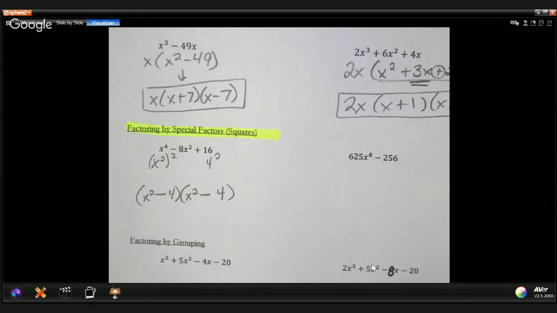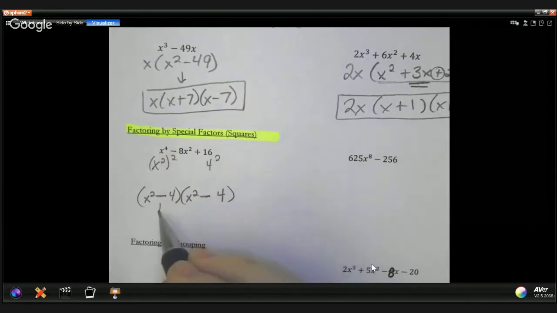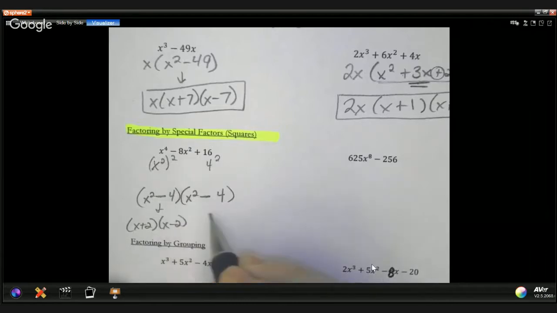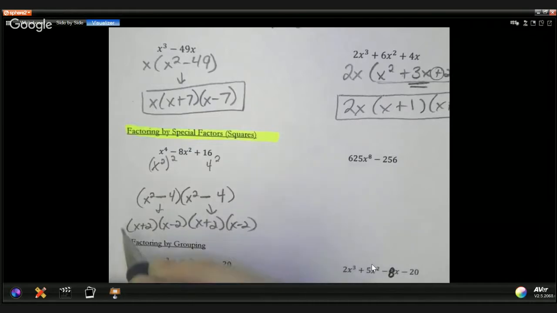Now what I hope you notice now is that these are also squares. This is x plus 2 and x minus 2. And this one also is x plus 2 and x minus 2. And so those are all the factors we have. And so that's the answer.